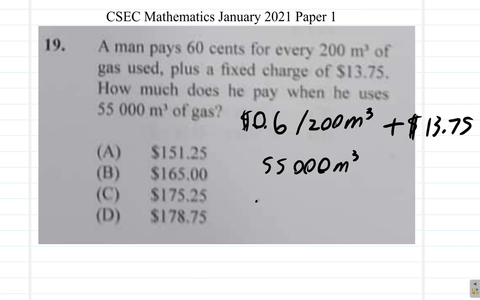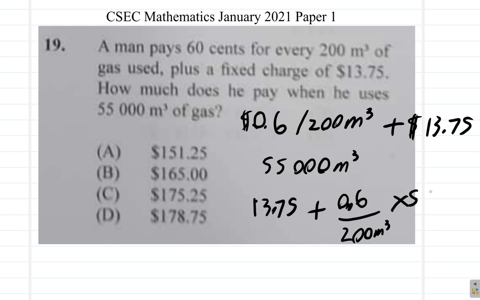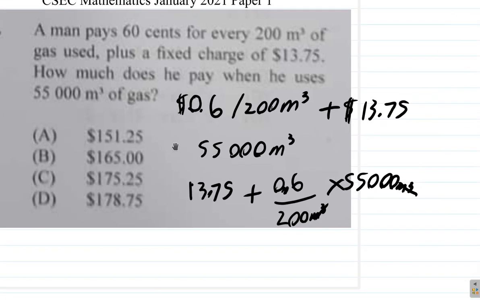How much does he pay? He's going to pay $13.75. That's a fixed charge. Plus, let us see something here. He pays $0.6 per 200 meter cube. I must multiply by the number of meter cube, 55,000 meter cube. Notice meter cube cancels meter cube, leaving only the dollar on this side.